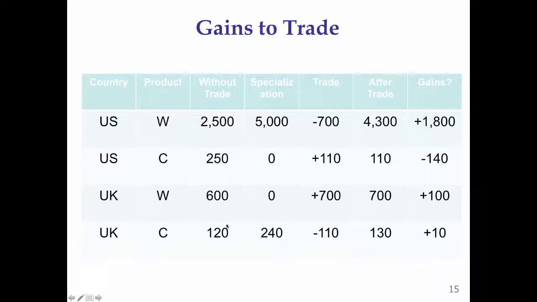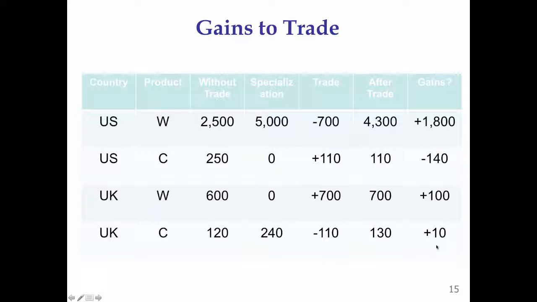In the UK, without trade, they had 600 tons of wheat. With trade, they get 700 tons of wheat. So that's 100 better off. And in terms of computers, without trade, 120. With trade, 130. So 10 better off.